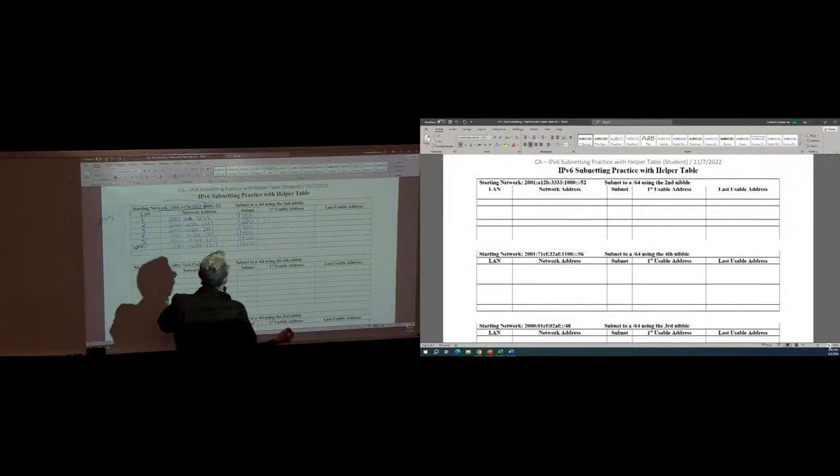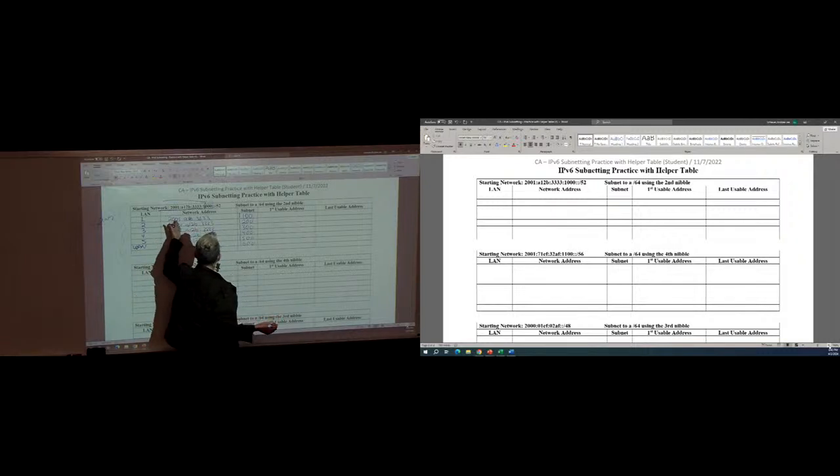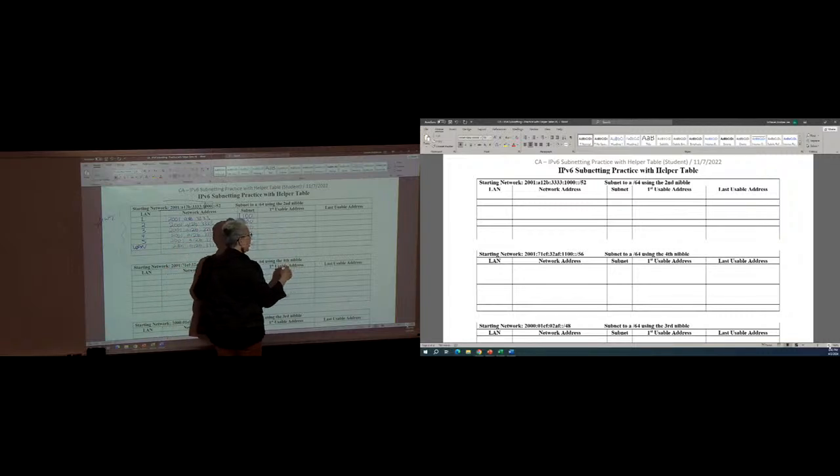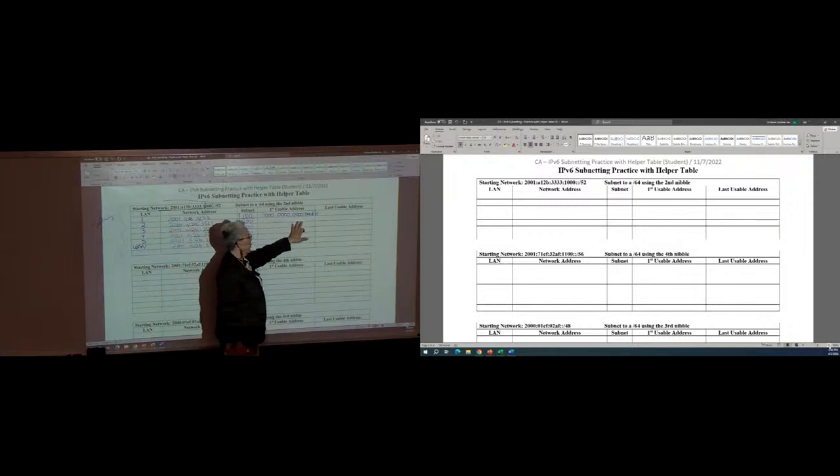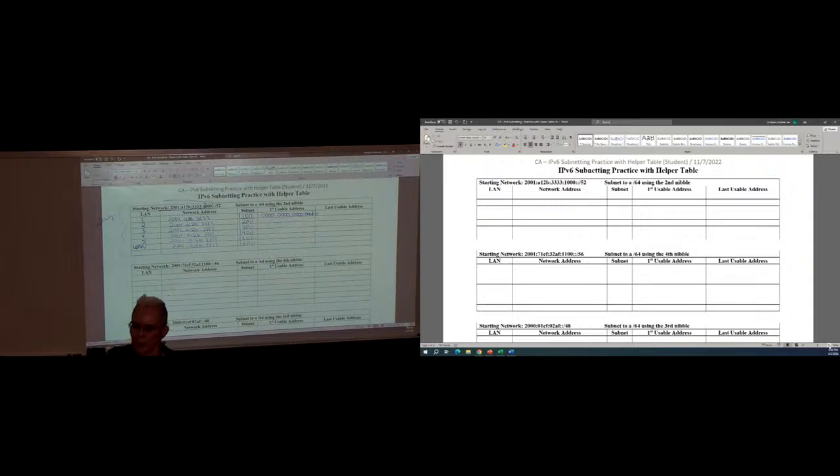Okay, so the way this would look, it would be 2001 A12B 3333 1100. Now I'm going to write it out. I want you to write it out this first time. We're not going to suppress, because I want everyone to see it. 1, and then this would be a /64. So this is the whole address, 2001 A12B 3333 1100 00000000000001 /64. That's the first usable address.